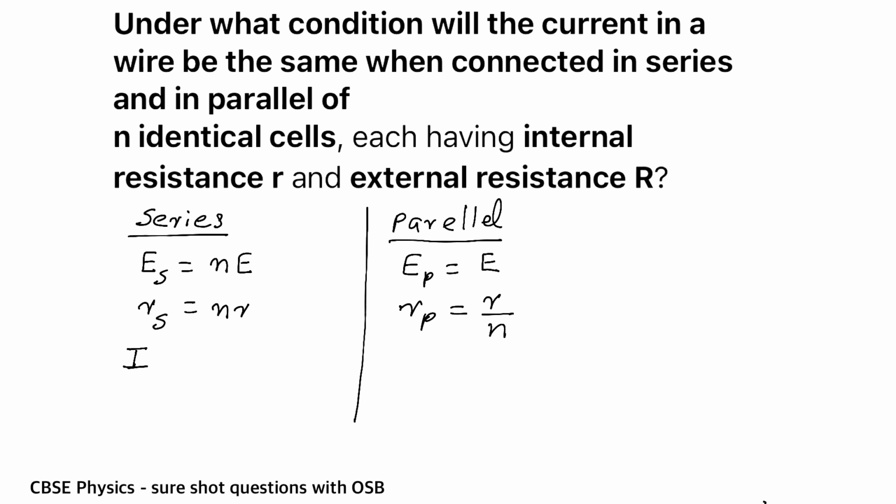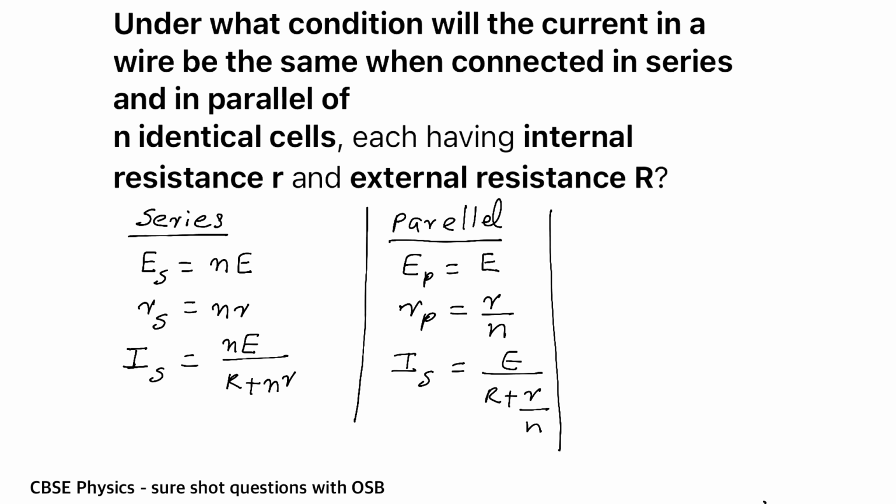You already know it is E by R plus r. But here EMF is Ne, internal resistance is Nr. So Is is Ne by R plus Nr. Similarly, we can write Ip is equal to E by R plus r by N. Now what is the question? As per the question, current in series and parallel combination are same. So Is is equal to Ip. So what can we write?